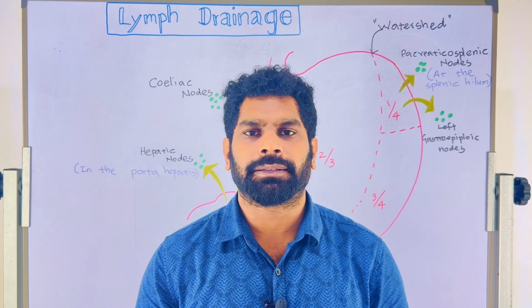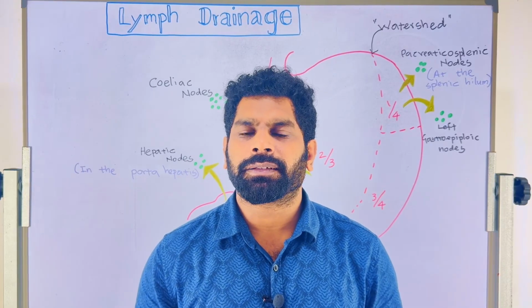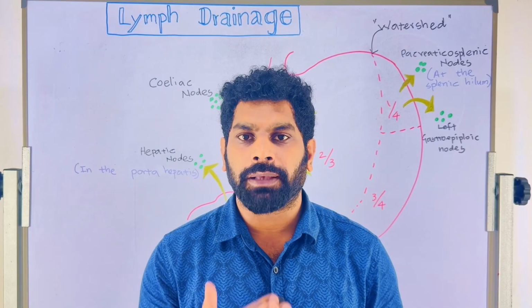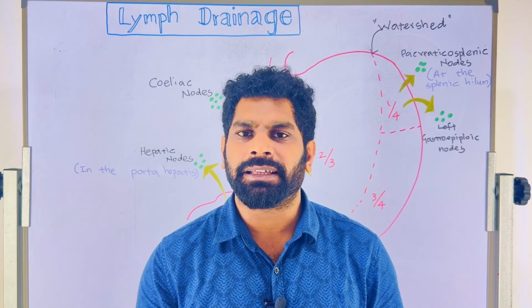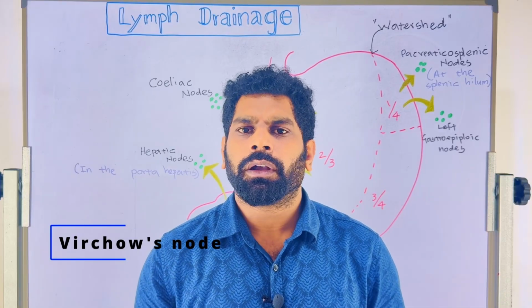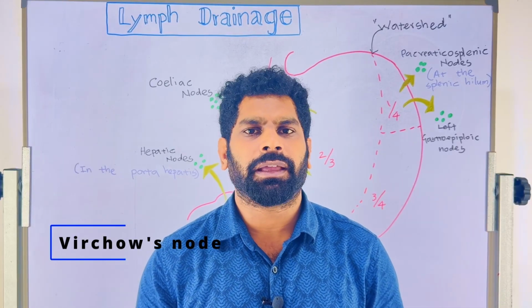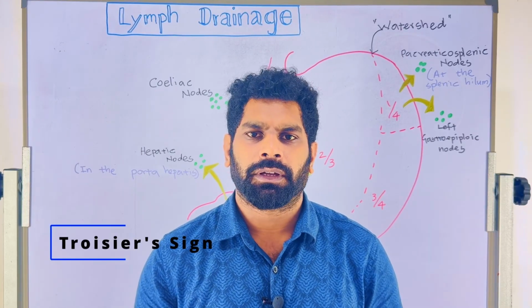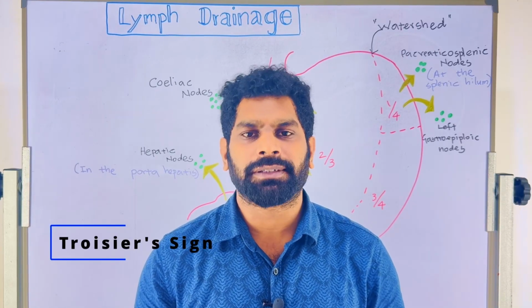There is another additional point. In rare cases of stomach carcinoma, the metastasis can occur along the thoracic duct, and it can reach the left supraclavicular lymph nodes. So, during the examination, we can find enlarged left supraclavicular lymph nodes. This is called as Troisier's sign.